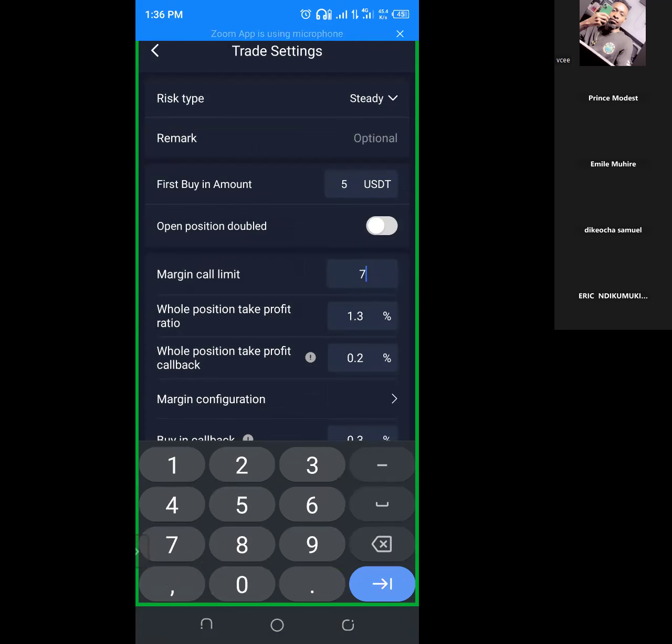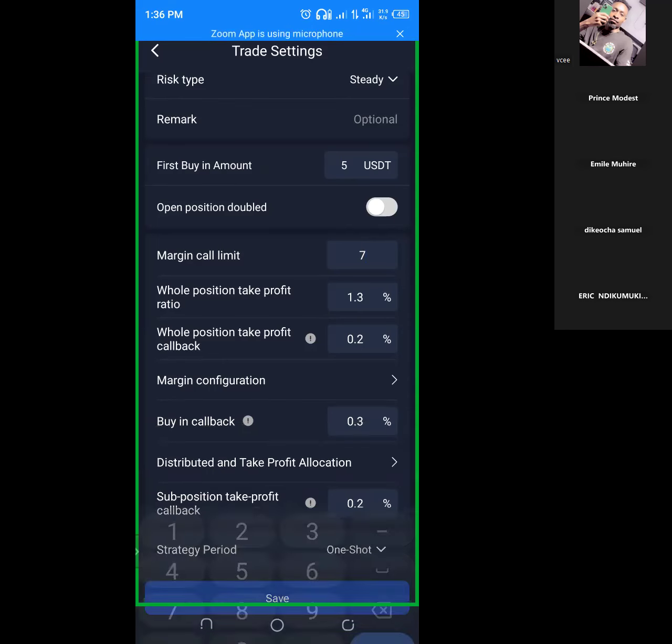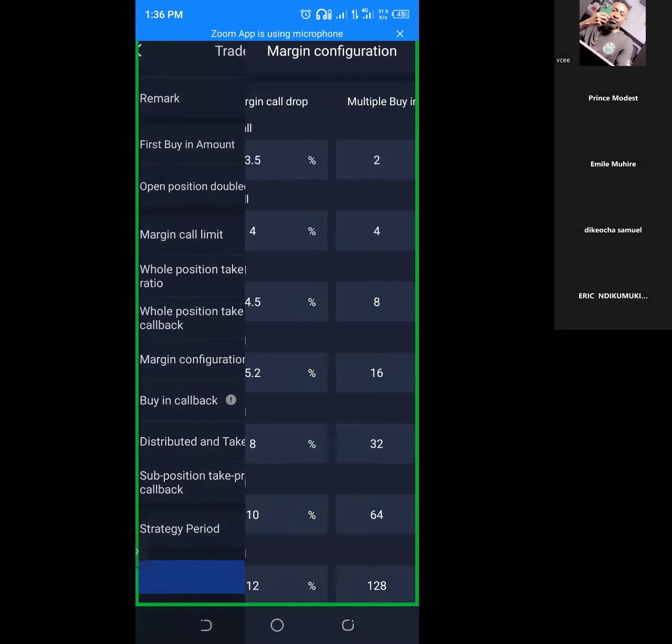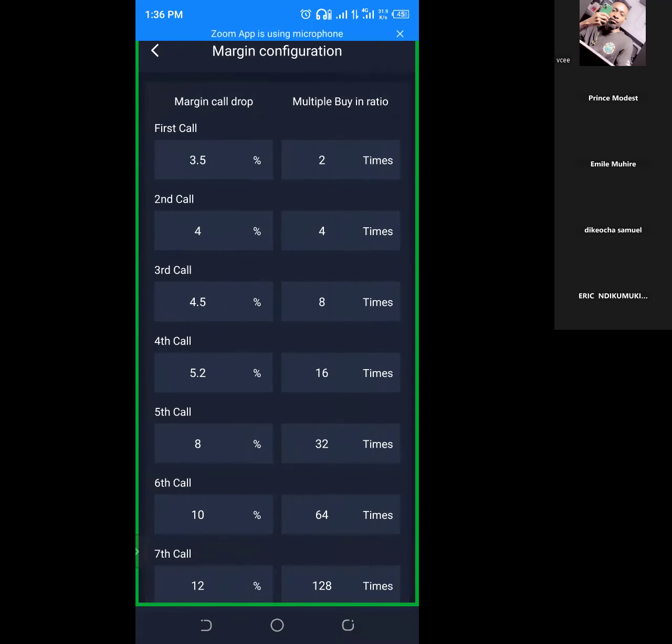We are only changing the multiples, the ratio that the robot multiplies the first buying amount by. That is all we are changing. On the first buying amount, you want to multiply down to the fourth margin. If you use 2, 4, 8, 16, you can see that when it changed to 20, it changed the margin call limit to 20 and then back to 7. It has changed to the default setting again. This is the default setting.